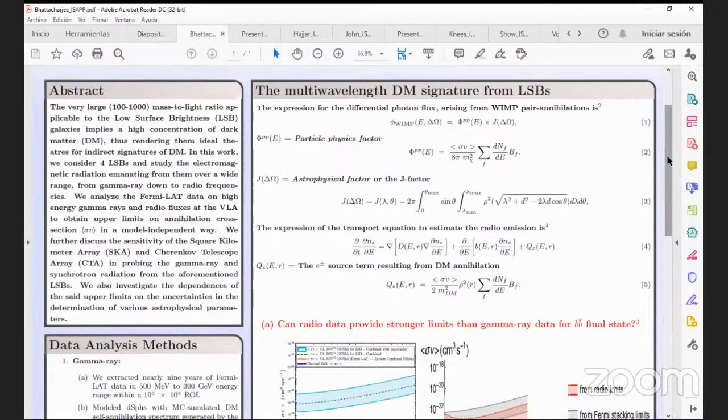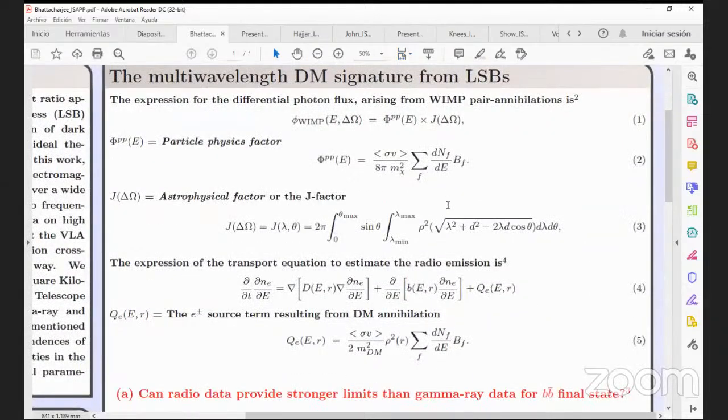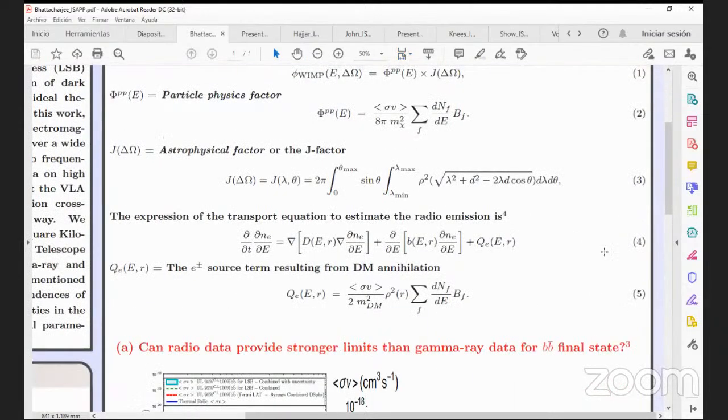So equations 1, 2, 3 are related to the gamma ray annihilation part, and equation 4 is needed to estimate the possible radio emission. I mean, not necessarily radio, possibly X-ray or radio emission that we can expect from the charged particles which can be generated from the WIMP annihilation. For our study, we consider the gamma rays and the charged particles generated as the end products of the annihilation channel. In the case of relativistic charged particles in the presence of a magnetic field, they can generate radio emission through the synchrotron emission process.